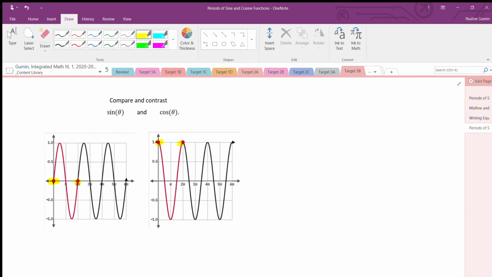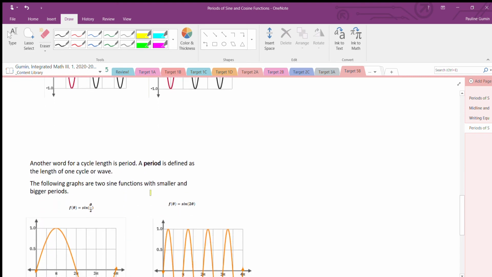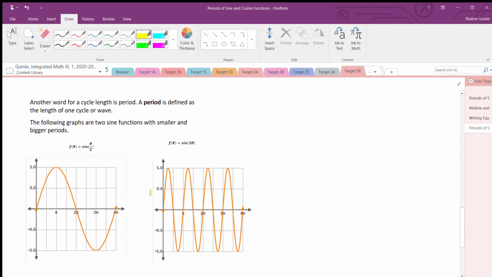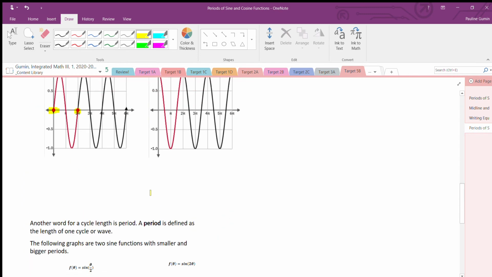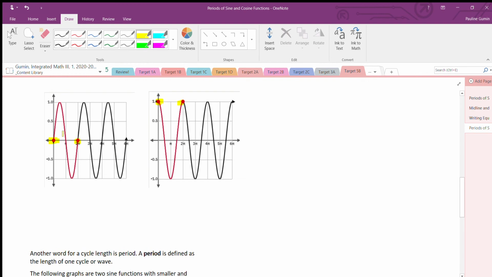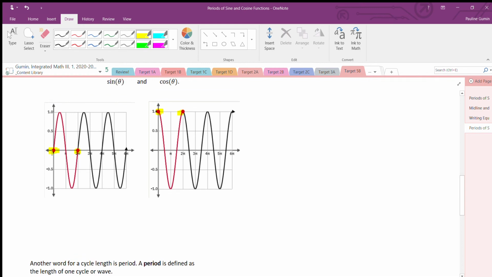In class, we got into a little bit deeper discussion about that, but let me know if you have questions about it. Now, another word for a cycle of this sine and cosine graph, since these are both sines, is called a period. The period is the length of the cycle, the length of the wave. That is what I was trying to say without using the word cycle or period, by saying it starts here, goes up, goes down, and ends.